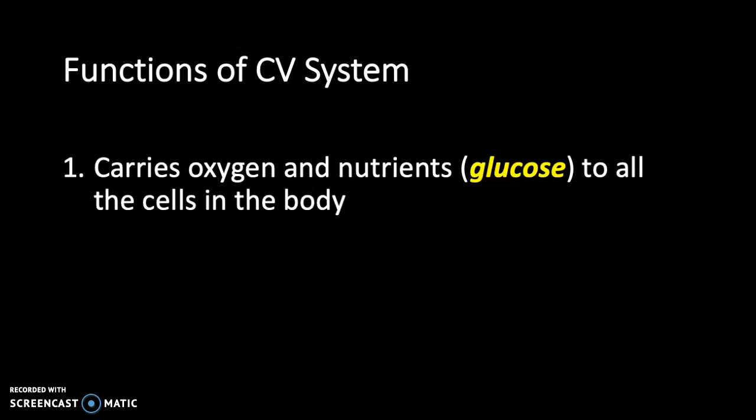All right, so the first thing we do when we talk about any new system of the body is we talk about the functions. And for the cardiovascular system, there are two functions that I want to talk about. One is that the cardiovascular system carries oxygen and nutrients in the form of glucose to all the cells in your body. And I know that this may seem a little bit obvious, but the oxygen is the oxygen that we breathe in when we just take a breath and it comes into our lungs.